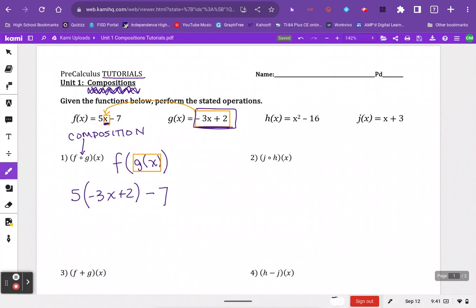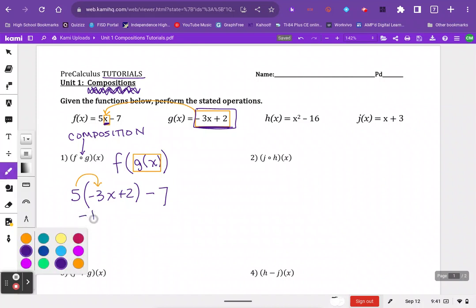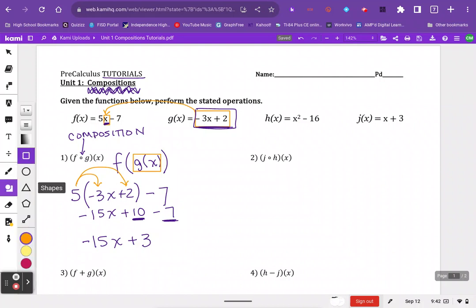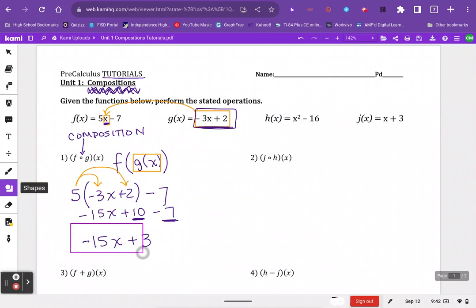From here, you do whatever math you're capable of doing. So I'm going to distribute the 5 across the parentheses here. So negative 15x, and then plus 10, bring down the subtract 7. So now I've gotten rid of the parentheses. I just look to see if there are any terms that I can combine. It looks like I can combine these two terms because they are alike. Negative 15x plus 3. Okay, there's not anything else that I can do. So I've now completed this composition. That's it. All done.